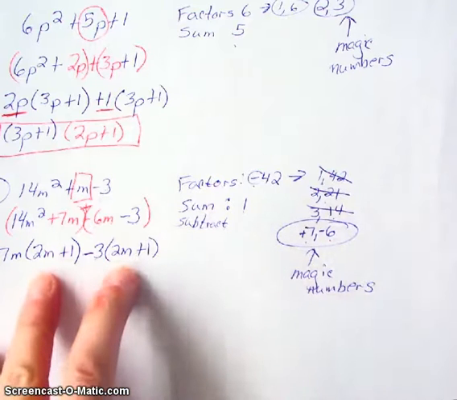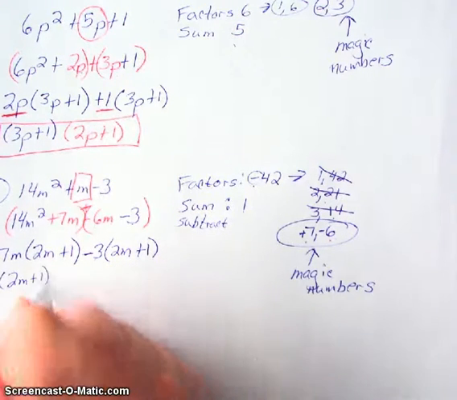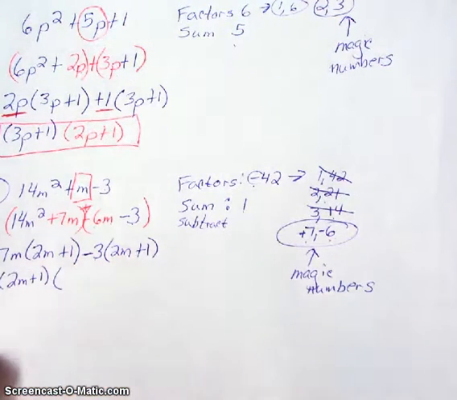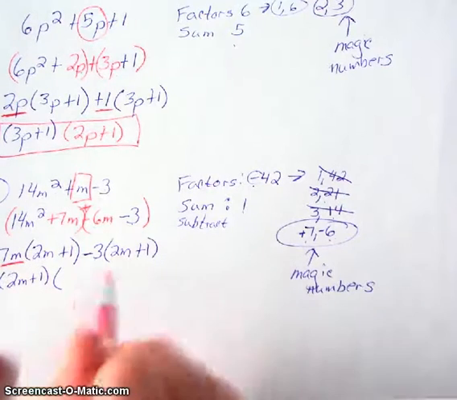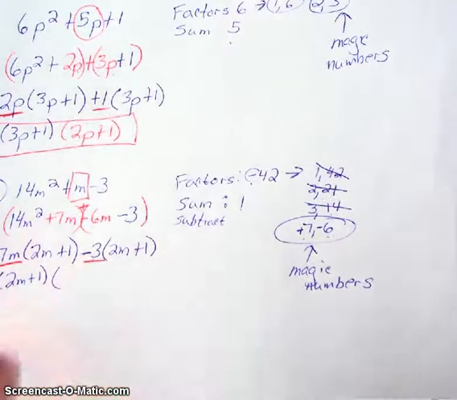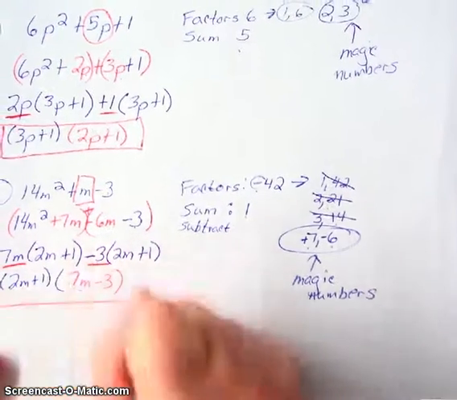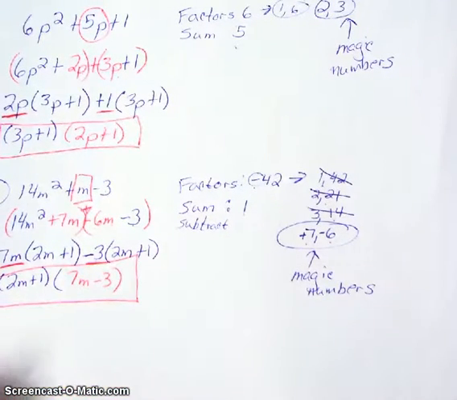The stuff in the parentheses has to match. If it doesn't, find your mistake. So 2m plus 1 is in common. That can come out. And in the other parentheses goes 7m and negative 3. So 7m minus 3. So this is your answer. All right. I hope you can try the other ones by yourself.